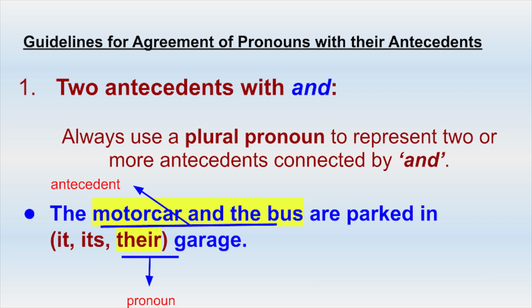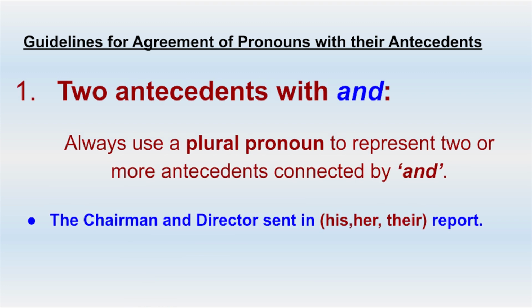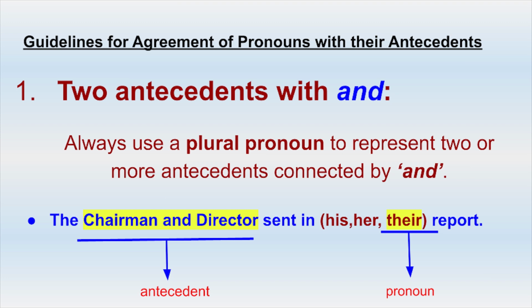Now look at this sentence. The chairman and director sent in his, her, or their report. The antecedents in this sentence are chairman and director, so they require a plural pronoun, their. But what if the chairman and director is the same person?